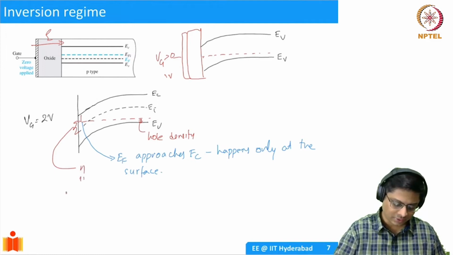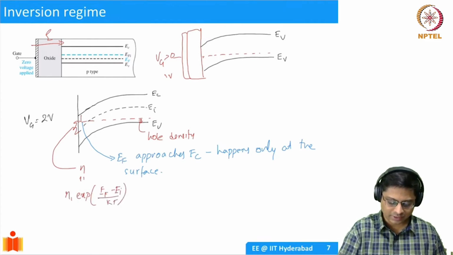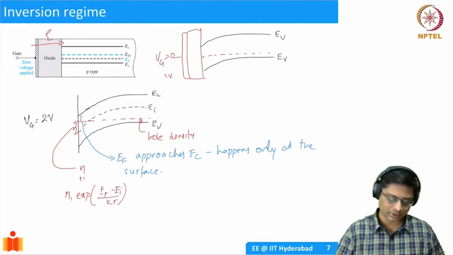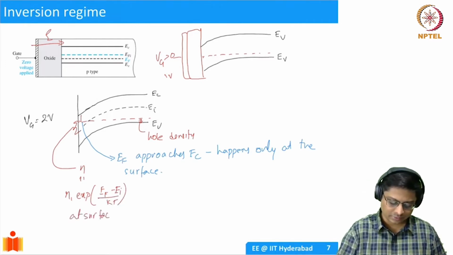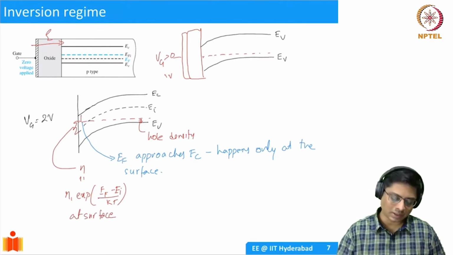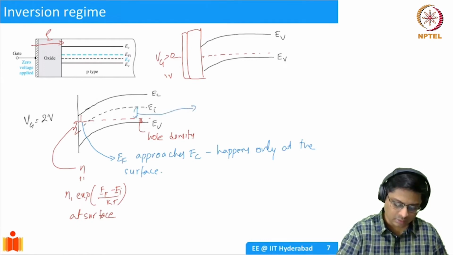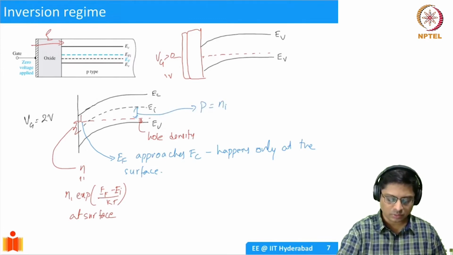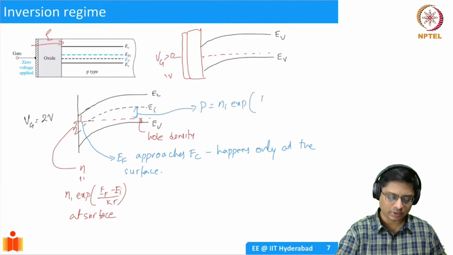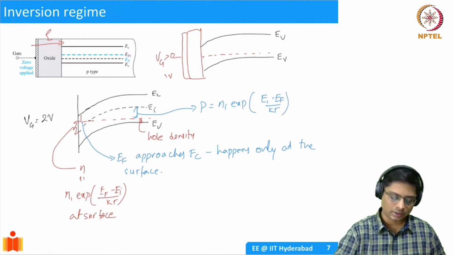So this is essentially equal to n equals ni exponential of (EF minus EI) by kT. That is the number of electrons at the surface. Whereas if you go into the bulk, this is going to be p equals ni exponential of (EI minus EF) by kT, in the bulk.